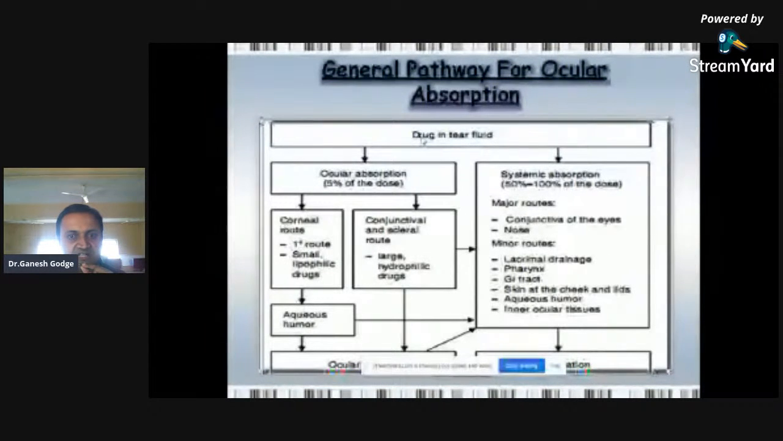Here it starts with drug in tear fluid. Whenever you instill one drop of an ocular formulation, say for example a solution eye drop, over the surface of your ocular sac, the drug becomes available in the tear fluid, because whenever you instill one drop, tear secretions are immediately triggered. That is the inbuilt mechanism available in our eye. Whenever you instill one drop of solution type of eye drop, tear secretions are triggered and the drug is diluted with your tear fluid, and it is now available over the surface of your ocular sac.